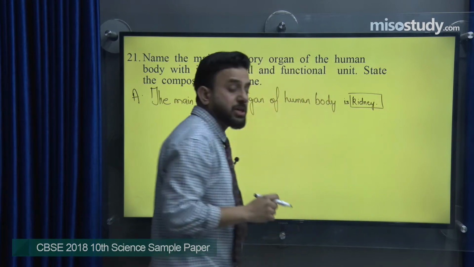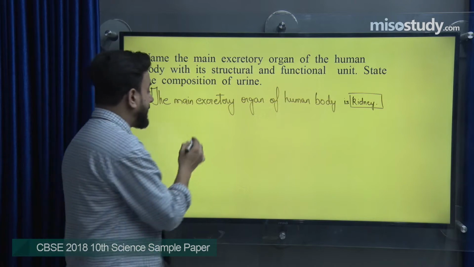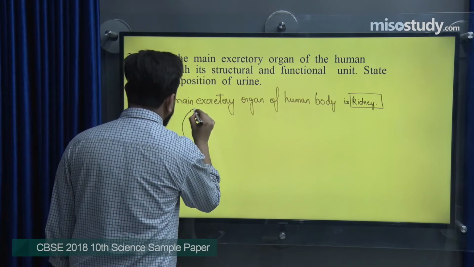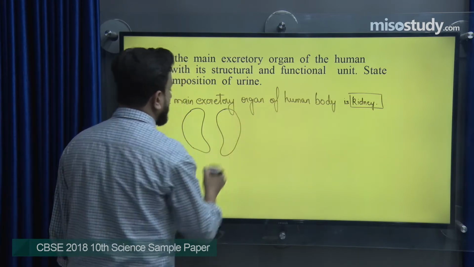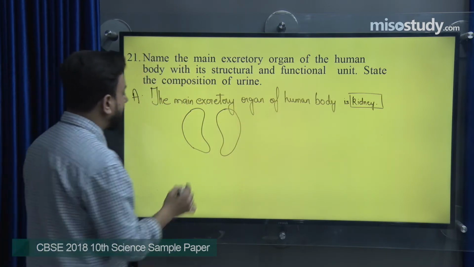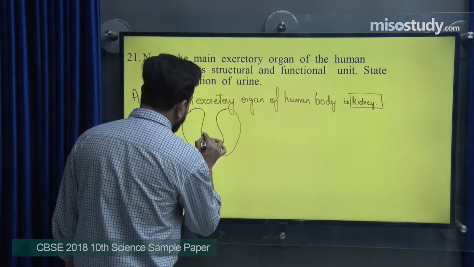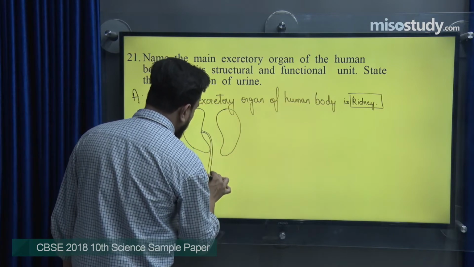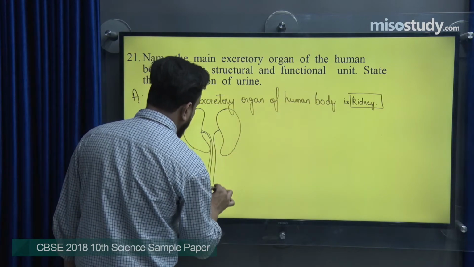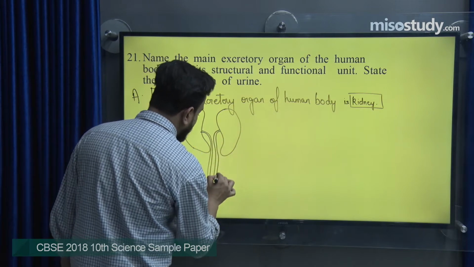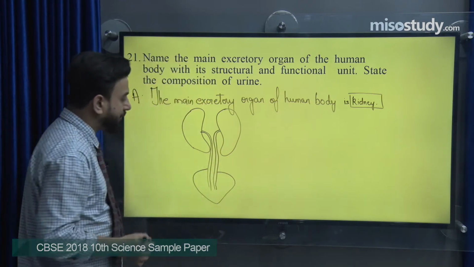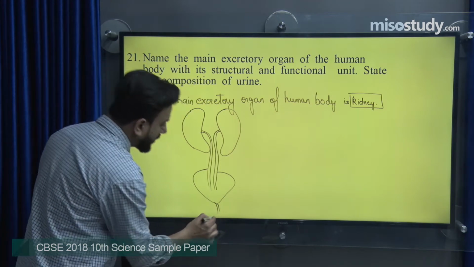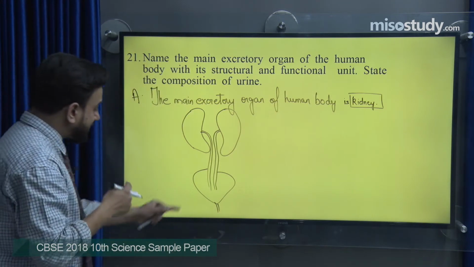We all know that all human beings have a pair of kidneys, which are bean shaped, right? These kidneys have tube-like structures called the ureters, and these ureters enter into the urinary bladder, and from the urinary bladder the urethra arises. Okay, it is this urinary bladder.